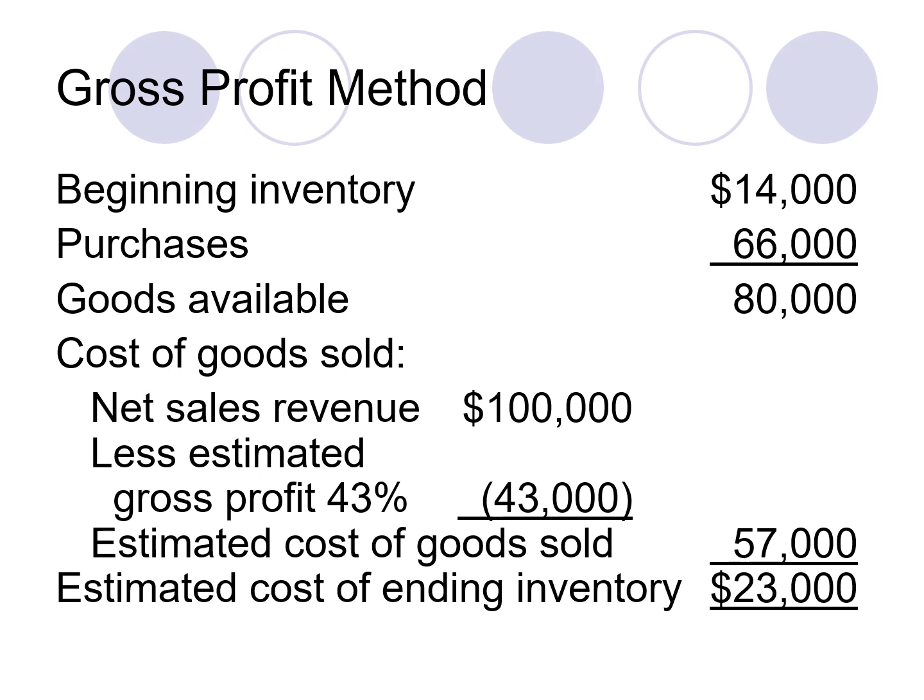Solving with the gross profit method, the beginning inventory is $14,000 and purchases are 66,000. This gives us the cost of goods available for sale, which is 80,000. We don't know the cost of goods sold, but we know net sales revenue is 1 lakh, and gross profit is 43% of total sales. So 43% of 1 lakh is 43,000. This is the amount of gross profit. So estimated cost of goods sold is 57,000. Subtracting 57,000 from 80,000, we get the value of ending inventory.